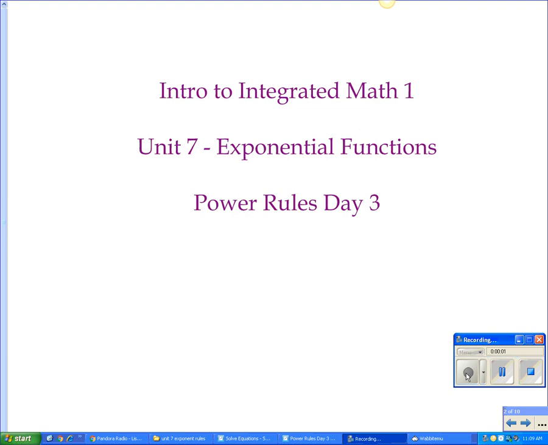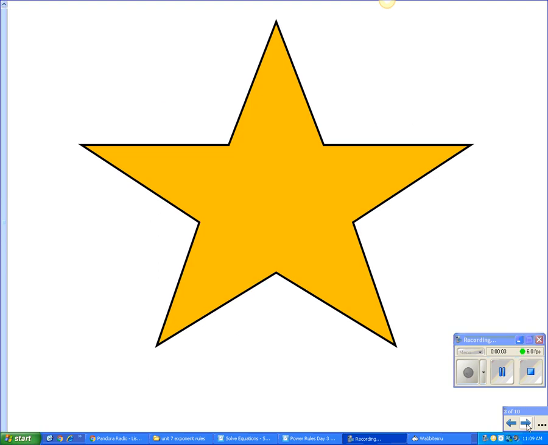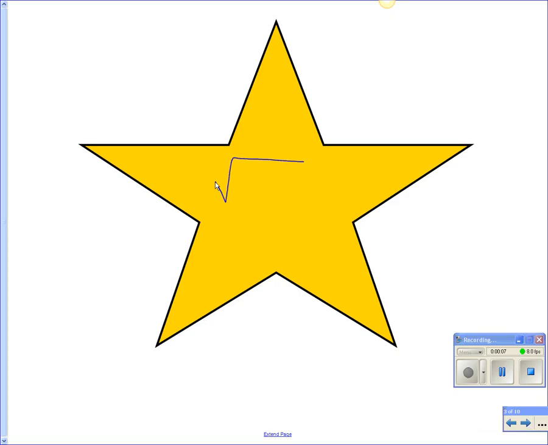Last day of exponent rules. And in your star, draw this symbol. It's a root, and you're going to write the word root out here. And you're going to put an X to a certain power. So in your star, or somewhere on your paper if it doesn't fit in your star, you're going to write that.